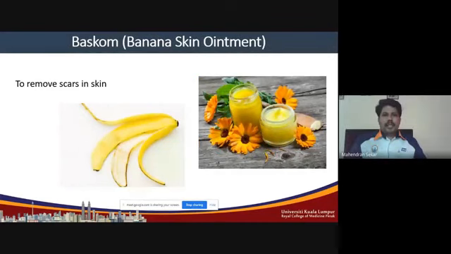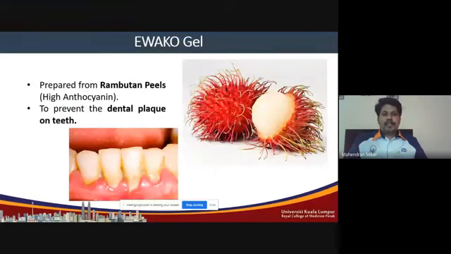And the Boscom is a banana skin ointment which can be used to remove scars on skin. Normally, we throw away banana peels after eating the banana. But banana peels have many medicinal ingredients, especially ones that can be used for the treatment of many kinds of bacterial infections. So the innovators came up with the product and made an extract, which has been used as one of the ingredients when they prepare the ointment. And Evaco gel is mainly made from rambutan peels, which is to prevent dental plaque and teeth problems.